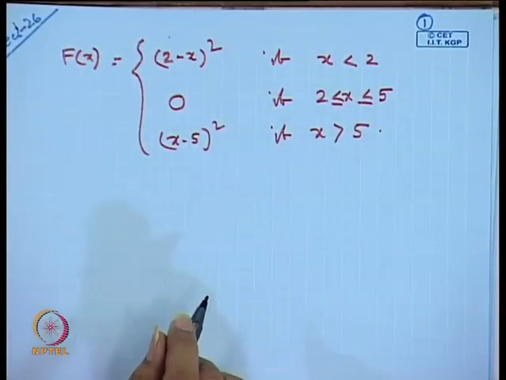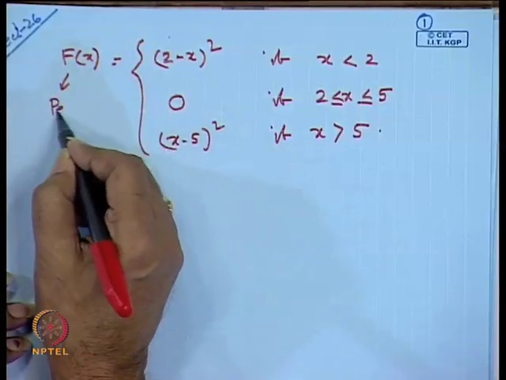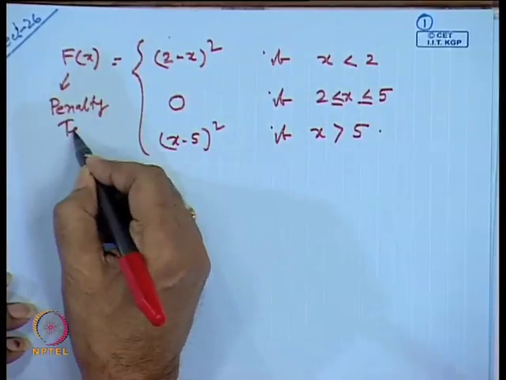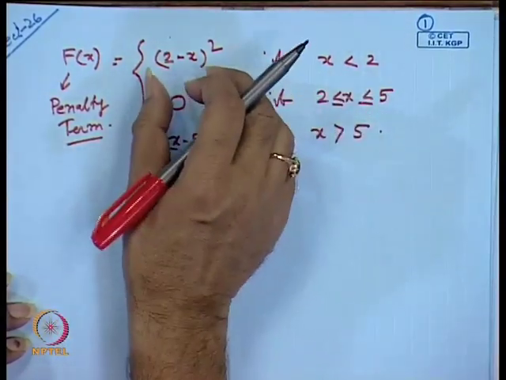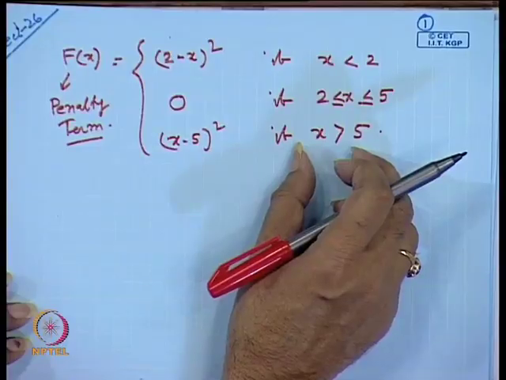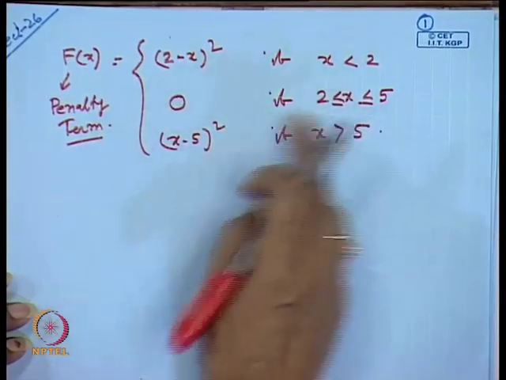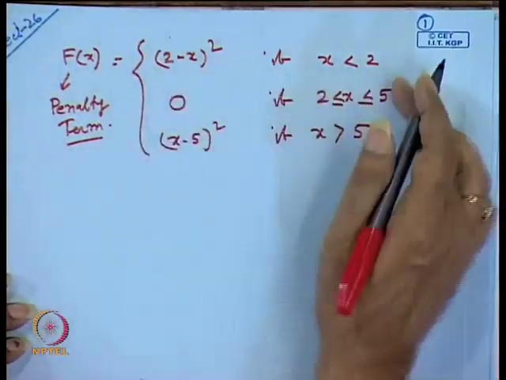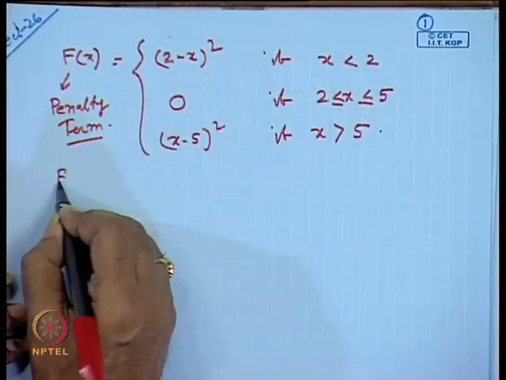So, this f of x function is called the penalty term. In the infeasible region it is nothing but a function, g 1 square. This is another infeasible region, this is g 2 square, but in the feasible region the penalty term value is 0.